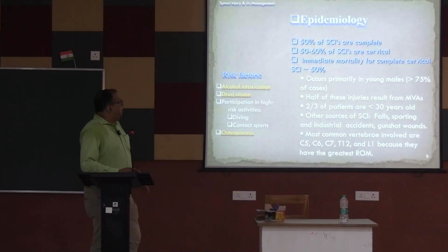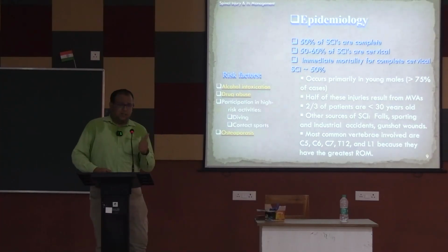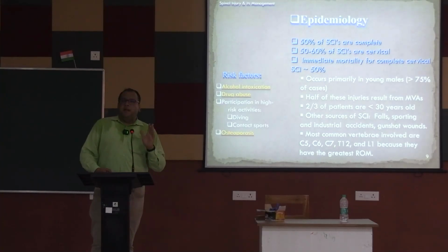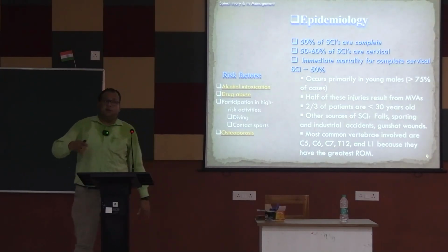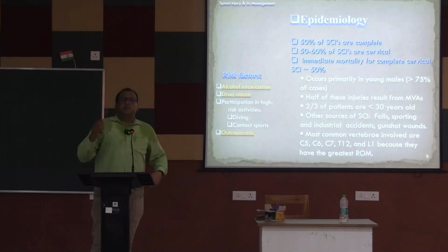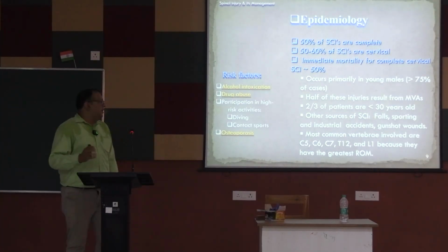Immediate mortality for complete cervical spinal cord injury is 50% if it is a serious compression fracture along with neurological compromise in a cervical spine injury. There is chance of death immediately, because once the cervical section is cut, the functions below the cervical segment is lost. So that includes breathing, that includes the function of the chest wall. So that causes death immediately.